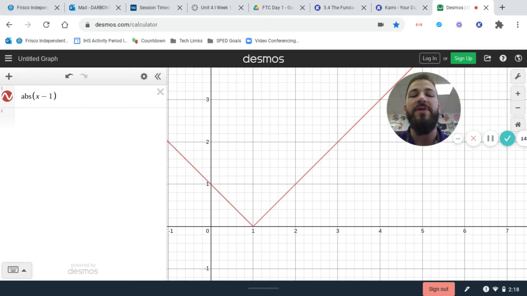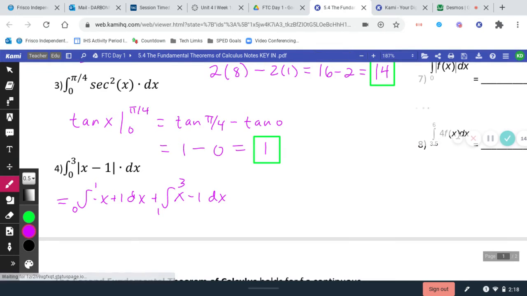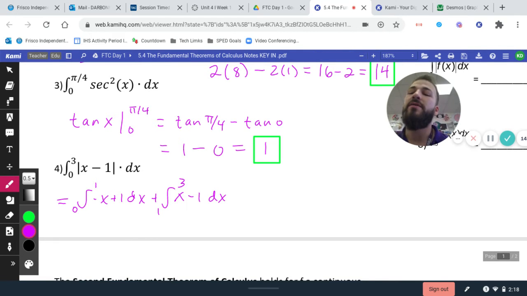X minus 1 would be this line that goes all the way down if it were to continue, through negative 1 as its y-intercept with a slope of 1, and it goes from 1 to 3. Then for the total area, I still want to add both of those two integrals together, so that's why I have a plus sign in the middle. I'm adding those two integrals together.